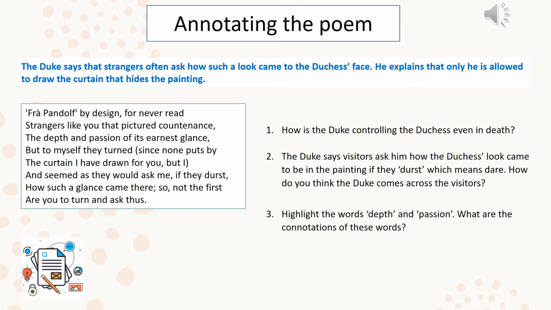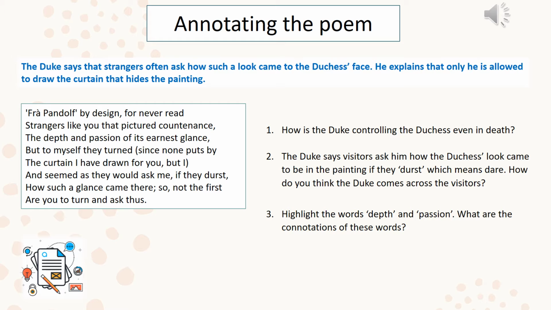Here the Duke says that strangers often ask how such a look came to the Duchess's face. He explains that only he is allowed to draw the curtain that hides the painting. So the question that you need to answer through annotating the poem is, how is the Duke controlling the Duchess even in death? So think about how he is the only one who is allowed to draw back the curtain, and he is the only one who allows people to look at her.